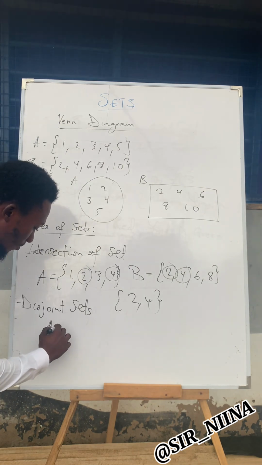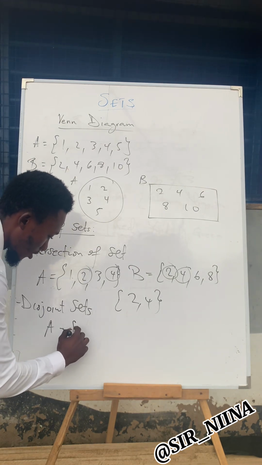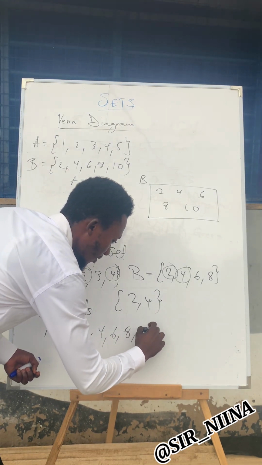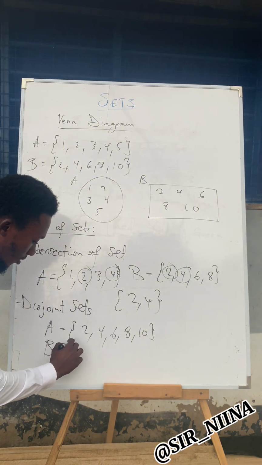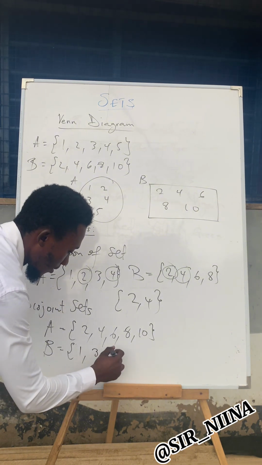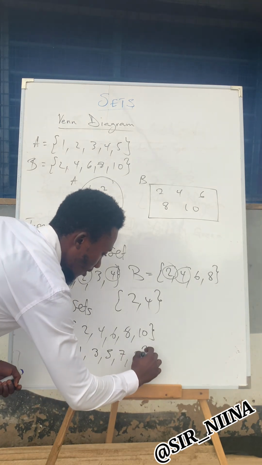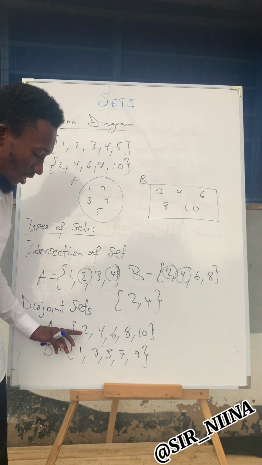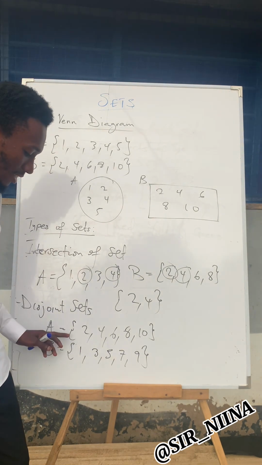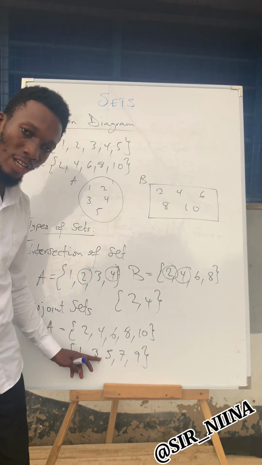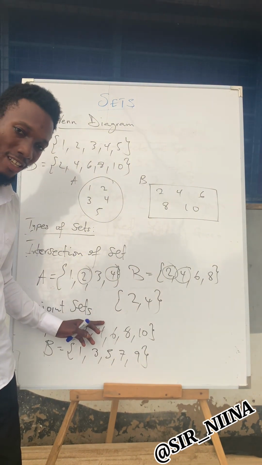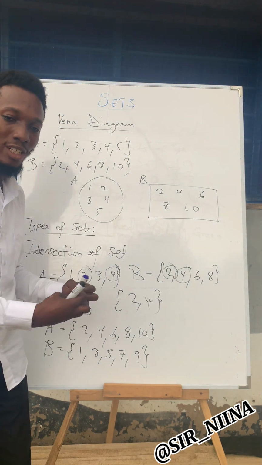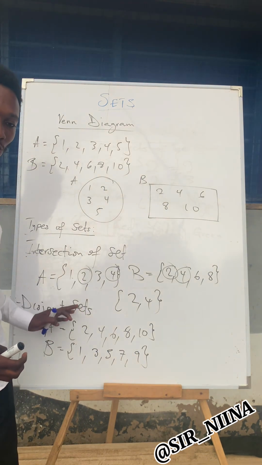So let's see, we have set A, that is 2, 4, 6, 8, 10, and then we have set B, that is 1, 3, 5, 7, 9. You can see that these two sets have nothing in common. Why? Because there are no elements in set A that are also in set B, and no elements in set B that are also in set A. So they are disjoint. There's no element that will join these two sets together. That is what we term as the disjoint set.